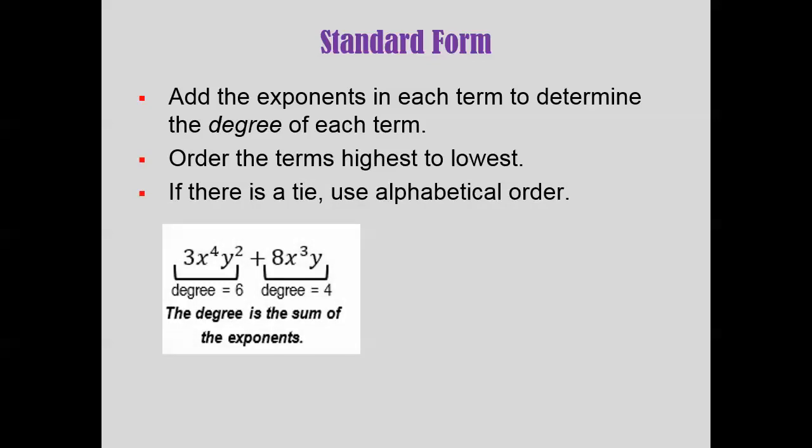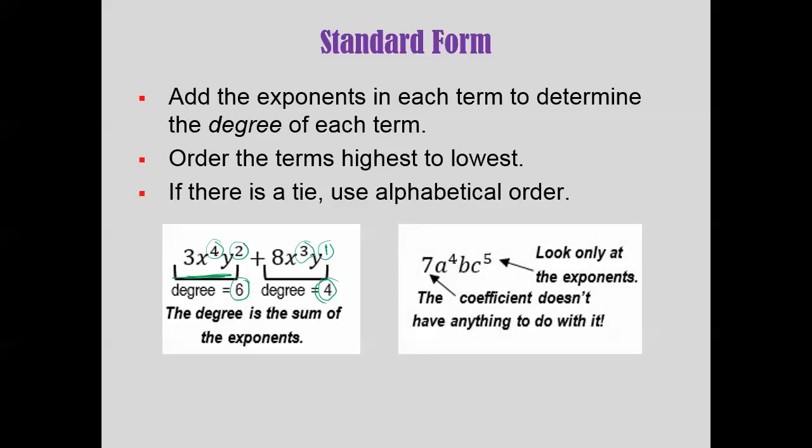Here is an expression with two terms. So the degree of this term here is going to be 6 because we're adding the 4 and the 2 exponents to get a degree of 6. In this term, there's no exponent for the y, but we know it's a 1, so we're adding a 3 and a 1 to get a degree of 4. It's the sum of the exponents.